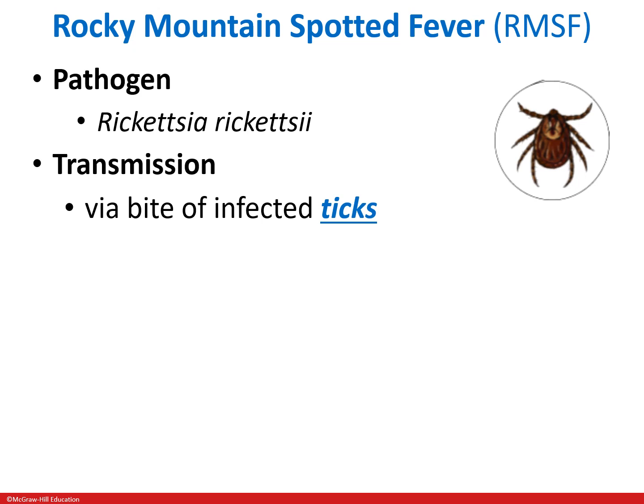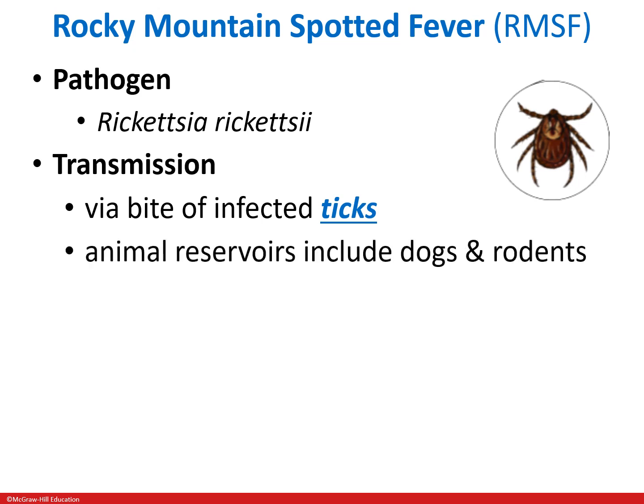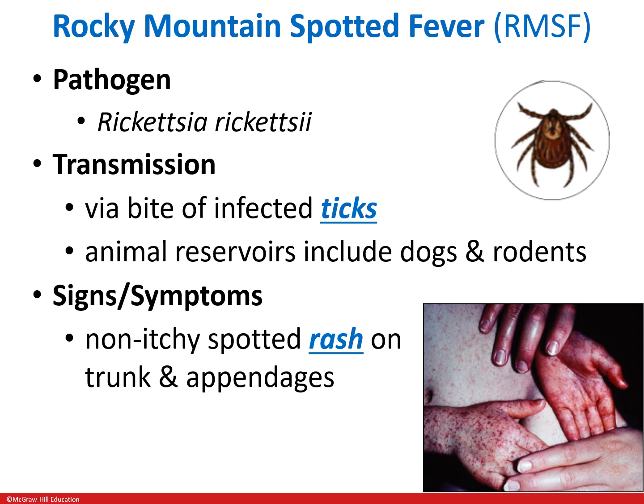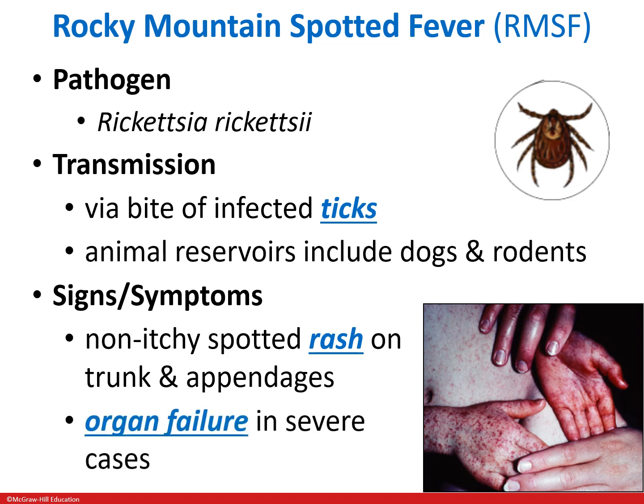But this is also a tick-borne disease, and this can come from reservoirs that, again, include either dogs or rodents, typically. And the rash that's associated with this tick-borne disease is typically non-itchy, and it's going to happen on the trunk and the appendages. And what's very unusual is getting a rash on the palms of the hands and feet. So that's not a usual place that rashes occur because that skin is much thicker. In severe cases, if it goes untreated, this can actually cause organ failure, especially in the kidneys and the liver.